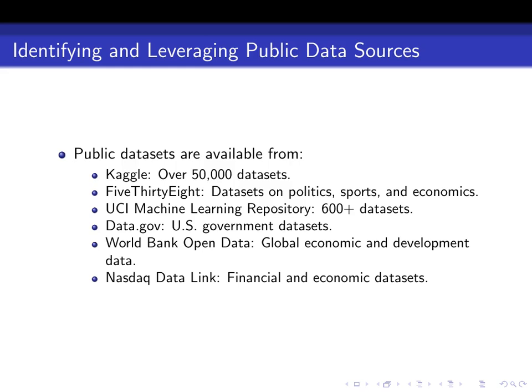Public datasets are a treasure trove of information. You can find them on platforms like Kaggle, which hosts over 50,000 datasets on diverse subjects. 538 provides datasets on politics, sports, and economics. The UCI Machine Learning Repository offers over 600 datasets, mainly for scientific and engineering applications.